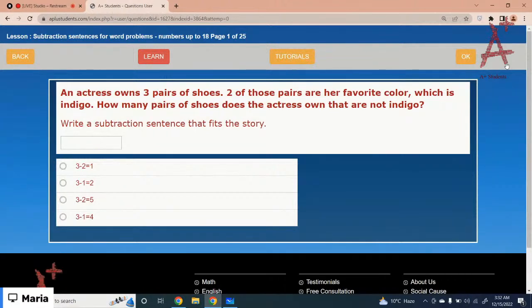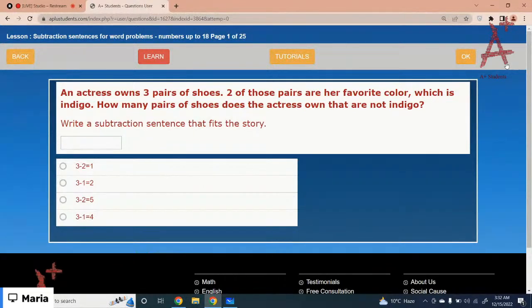An actress owns 3 pairs of shoes. Two of those pairs are her favorite color, which is indigo. How many pairs of shoes does the actress own that are not indigo? Got it? You have to calculate the ones that are not indigo. Of the 3, 2 are indigo. Which option is the correct one? 1, 2, 3, 4. 3 take away 2 is 1. 3 take away 1 is 2. 3 take away 2, 5. 3 take away 1, 4.